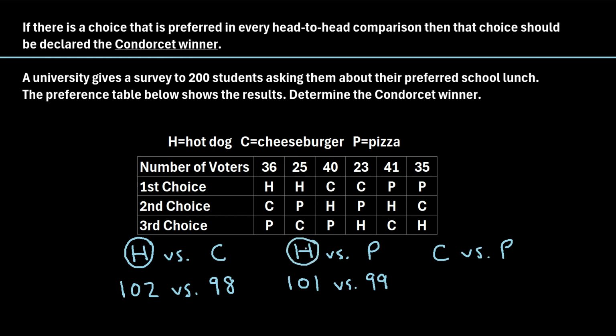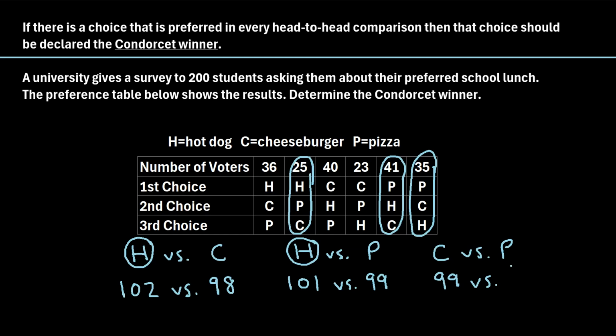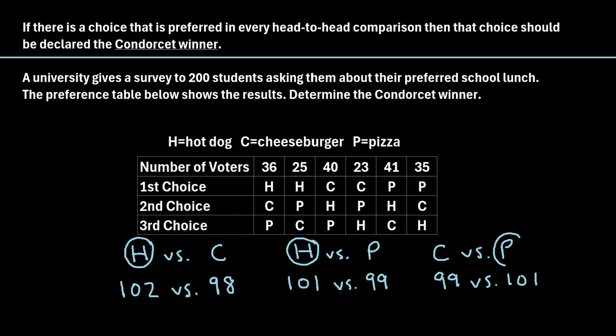For this one, the head-to-head comparison between hot dog and pizza, we can see that hot dog also wins. And then lastly, we can compare cheeseburger versus pizza. So let's find the columns where cheeseburger is preferred over pizza. That would be this column, and this column. Now, the total number of votes would be 36 plus 40 plus 23, which is 99. So we'll say 99 for cheeseburger. And then lastly, let's find the columns where pizza actually beats cheeseburger. That would be right here, and right here. So 25 plus 41 plus 35, that turns out to be 101. So pizza beats cheeseburger head to head.